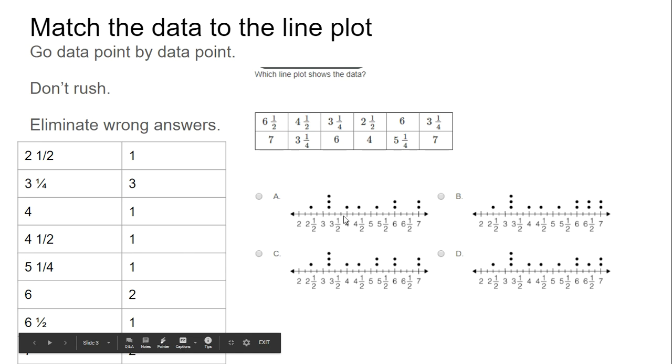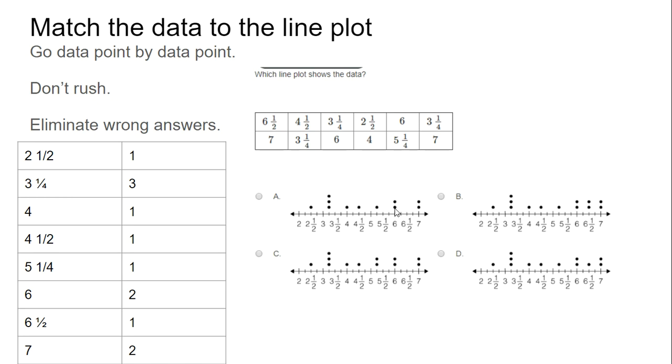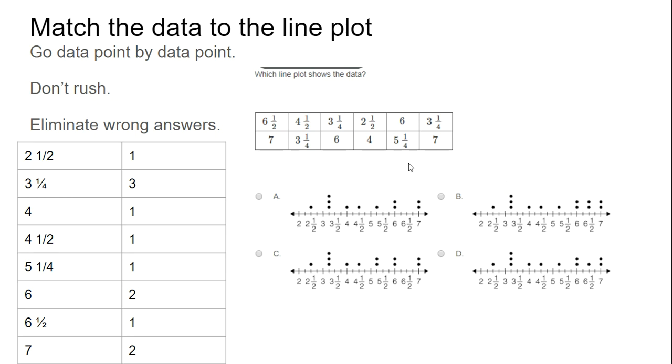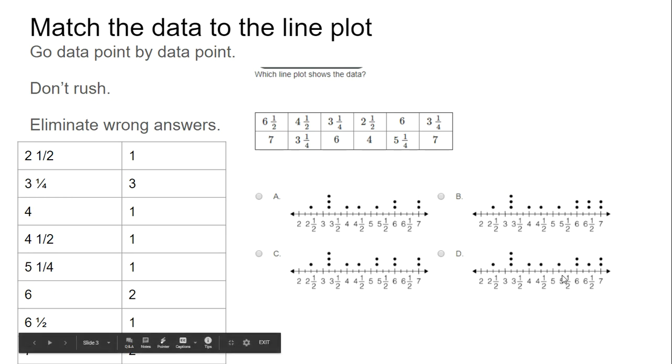Then I'm looking for 6. There should be 2 dots above 6. Remember, I'm not looking at C because it's already wrong. So A, B, there's 2 dots, there's 2 dots. Right, 6.5, I'm looking for 1 dot above 6.5. There's 2 dots above 6.5 on B, and then no dots above 6.5. That means D has to be the correct answer.